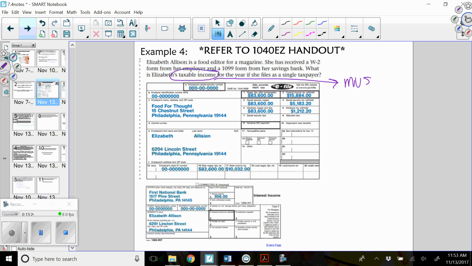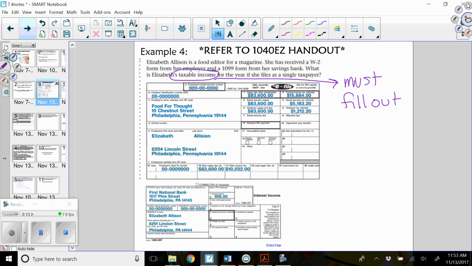we must fill out a tax form. And we will use the 1040 Easy. Okay, so I cannot answer her taxable income unless I fill out that actual tax form. Now, if it had asked me for her gross income, could you have figured that out? Yeah, her gross income, you could have just added how much she got paid here and her interest, and that would give you her gross.